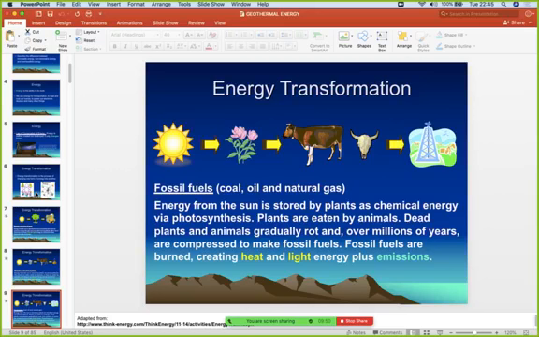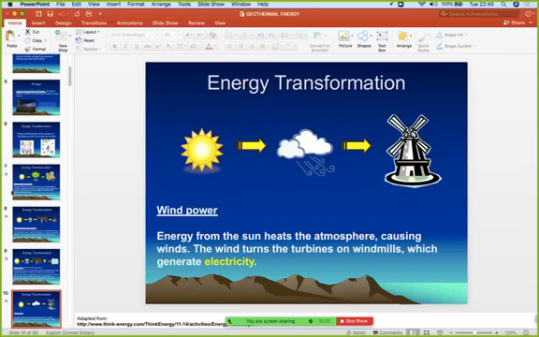So you can extract coal, oil, and natural gas. Thereby, they produce heat and light energy plus emission. So that is the output of the transition from plants to animals. That forms part of the fossil fuel. So we have also another energy transformation, the wind power.